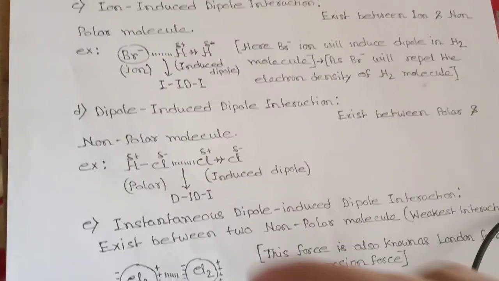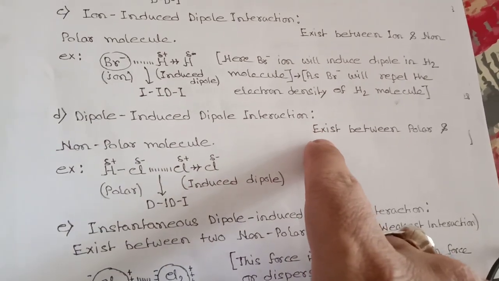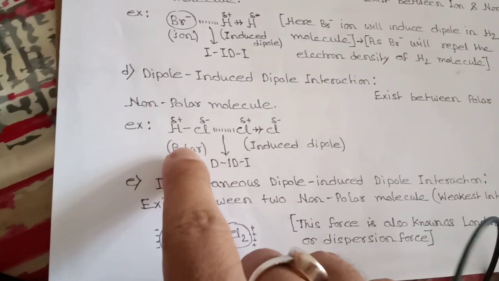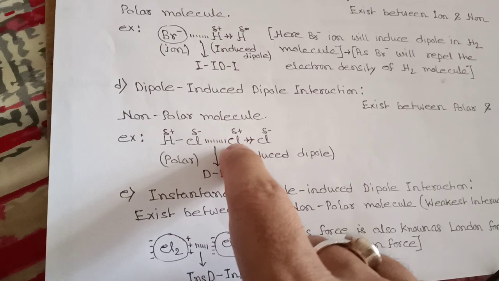Fourth one is dipole-induced dipole interaction. This will exist between a polar and a nonpolar molecule. Let's take an example of HCl. This is a polar molecule, and an example of Cl2.